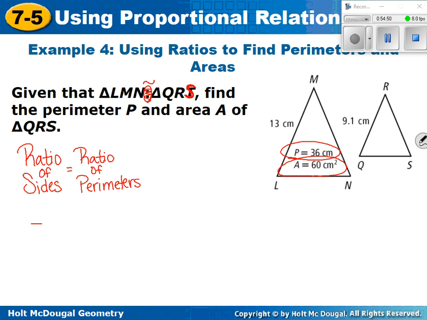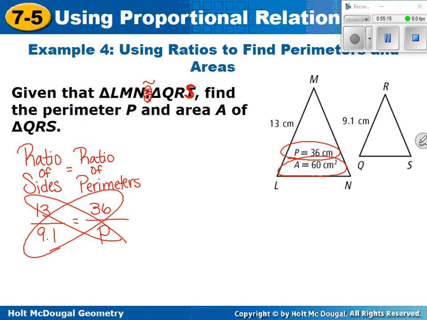What would be the ratio of the sides? 13 over 9.1. That should equal the ratio of the perimeters. What's the perimeter of the triangle with 13? 36. So we can find the perimeter of the other triangle. So now we're going to cross multiply and solve. And you'll see why we did that bell work of cross multiplying, because that's all you're doing today.